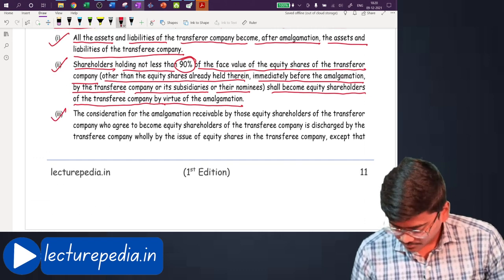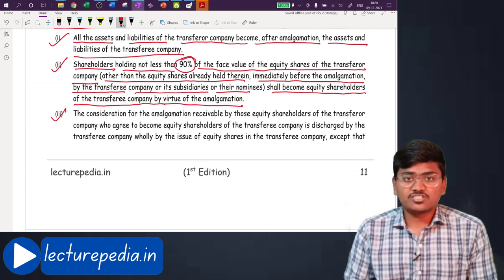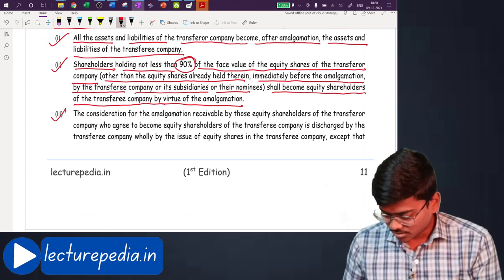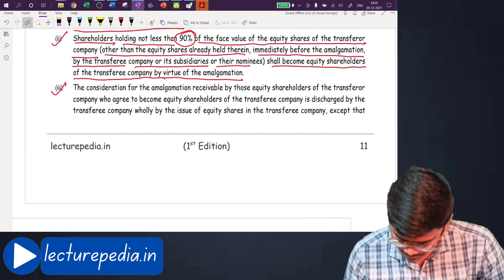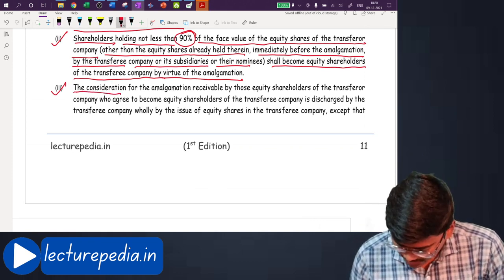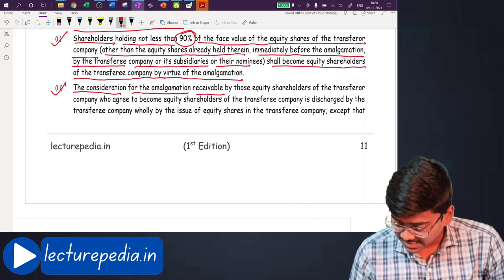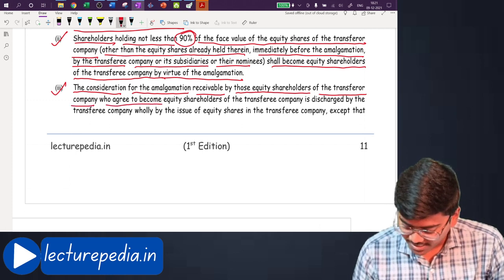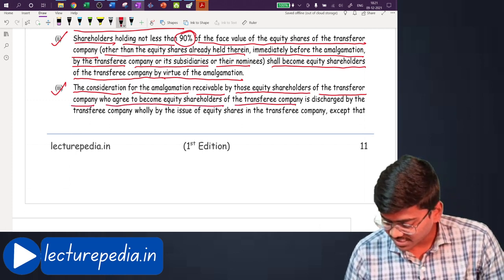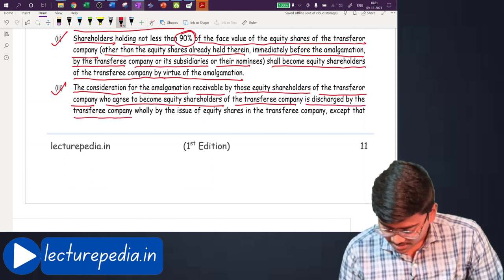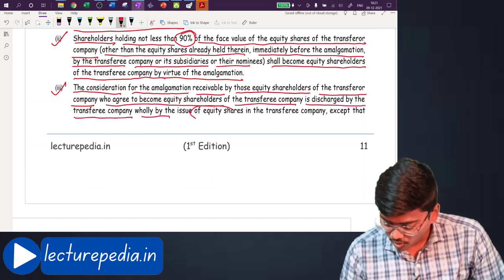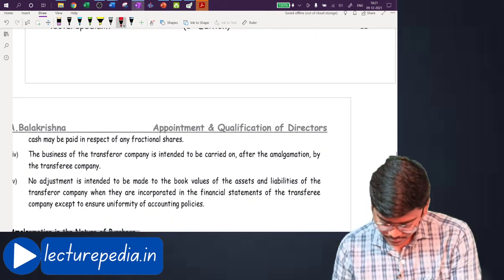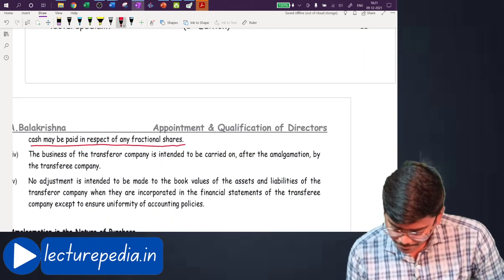Third condition. I am going a little fast with these 5 points because you might have already read them. That is why I am just going through them very fast. Third point, the consideration for the amalgamation receivable by those equity shareholders of the transferor company who agree to become equity shareholders of the transferee company is discharged by the transferee company wholly by issue of equity shares in the transferee company, except that cash may be paid in respect of fractional shares.